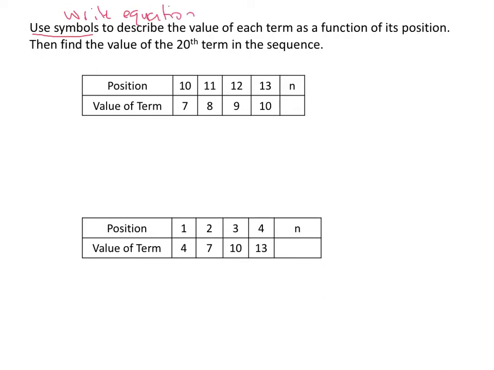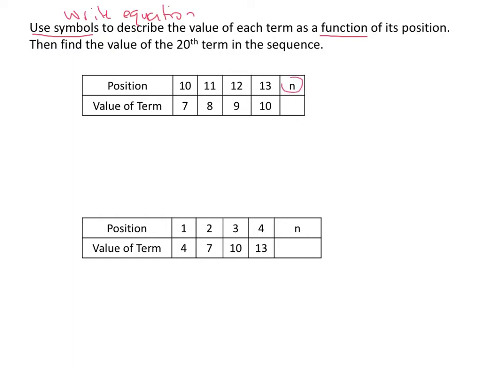To describe the value of each term as a function of its position, and then find the value of the 20th term in the sequence. Alright, so here we didn't start with the first, second, and third term in the sequence. We're actually starting with the 10th, 11th, 12th, and 13th.